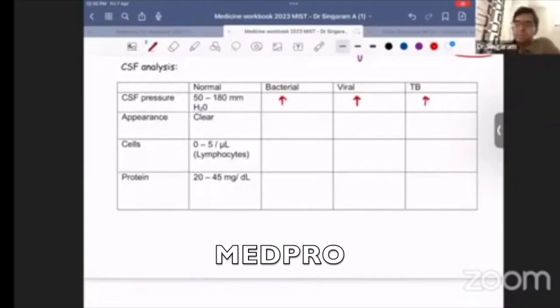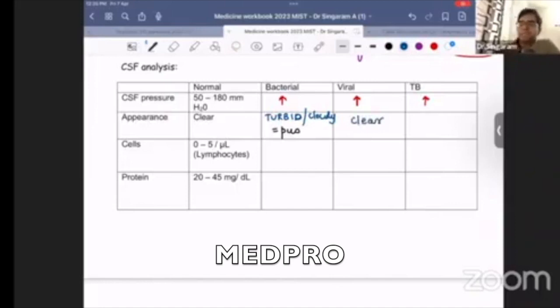What is the normal appearance of CSF? It is like water, which is clear. What happens in bacterial meningitis? It becomes more whitish. What do you call that whitish appearance? Turbid appearance, or we also call it a cloudy appearance. That whitishness is due to the pus which is present. Viral meningitis: what is the appearance? It's a clear appearance. In viral meningitis, it is a clear appearance. That's what you have to remember.